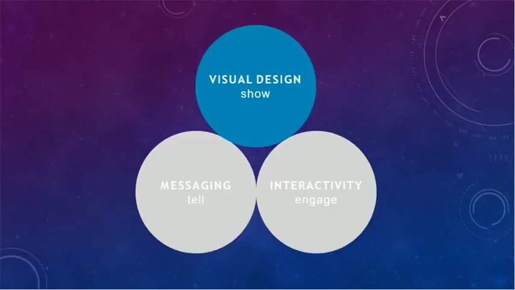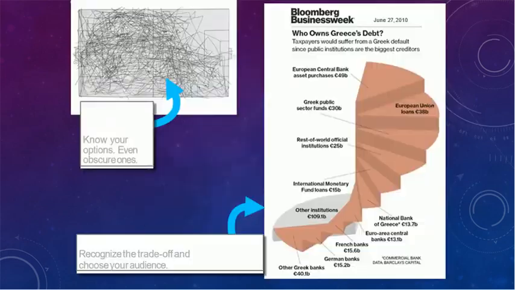So I will start talking about the visual design show in the design catalog. What it is about and how we can do it. Visual design show is basically about knowing your options, even when you have the obscure one, and how you can visualize your visualization in a better way. You have to recognize the trade-off and choose your audience properly. If you have any visualization which you want to show in any magazine or any website, you need to know what kind of elements should be there and how you can display them.